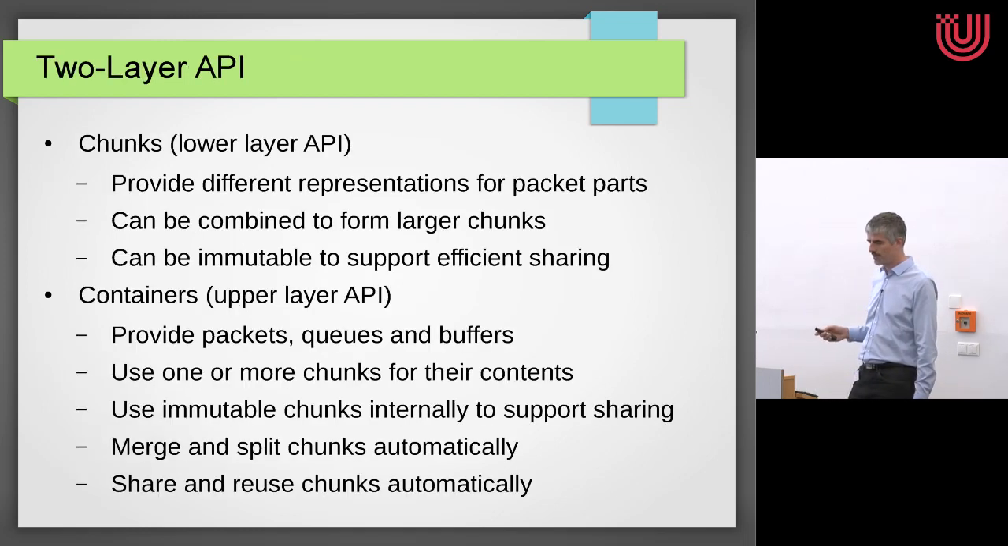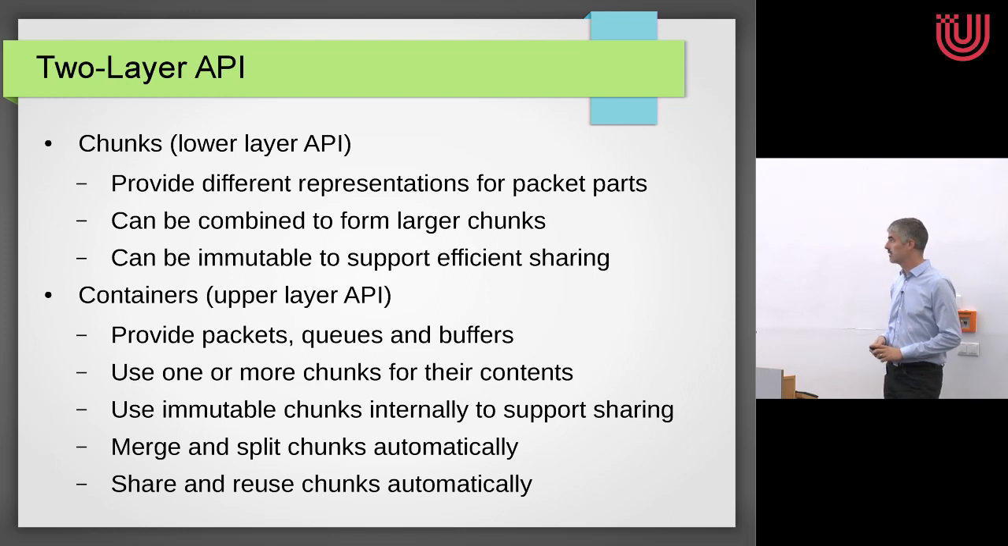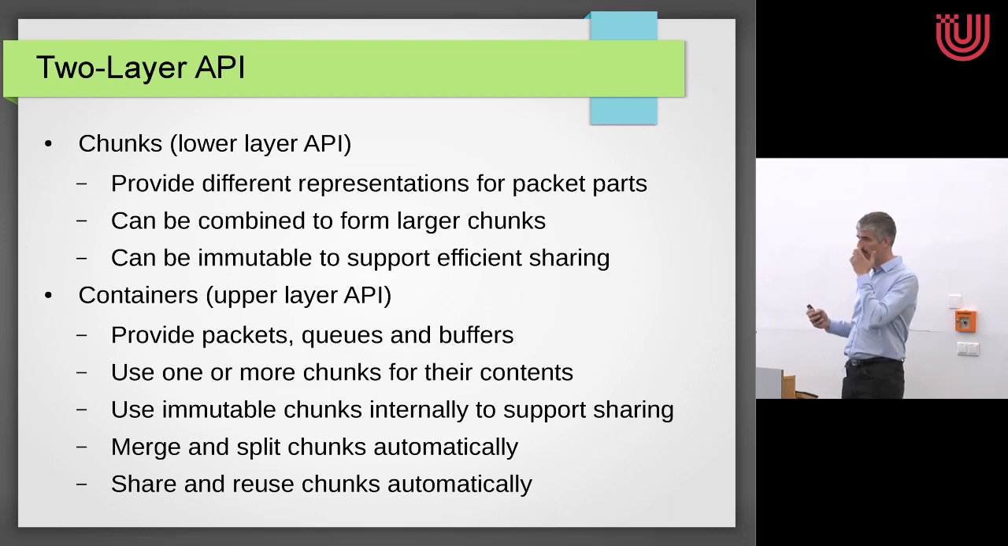So the API is basically a 2-layer API. The lower layer is centered around the concept of chunks. Basically, chunks provide different representations for packet parts. Okay, they are not subclassing cPacket. They are a completely different class hierarchy. And chunks can be combined to form larger chunks. That's important. And can be immutable for efficient sharing.